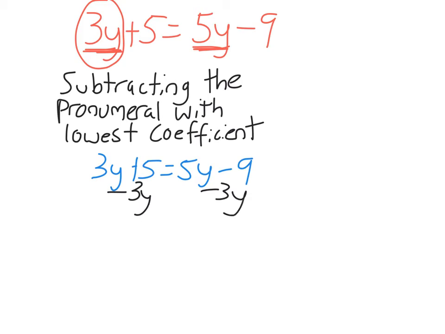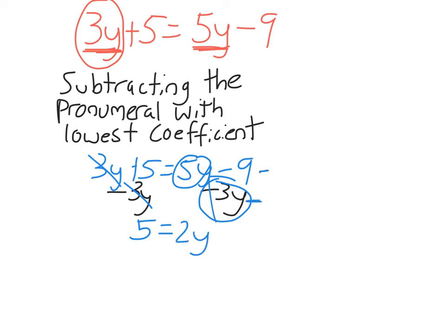I do that so that I will have a y on only one side of the equation. So 3y minus 3y is just 0. I'm left with just 5 on the left-hand side. On the right-hand side, remember, like terms. 3y and 5y are like terms, so I can subtract them. 5y minus 3y is just 2y. I can't subtract 3y from negative 9 because they're not like terms, so the negative 9 just stays as it is.